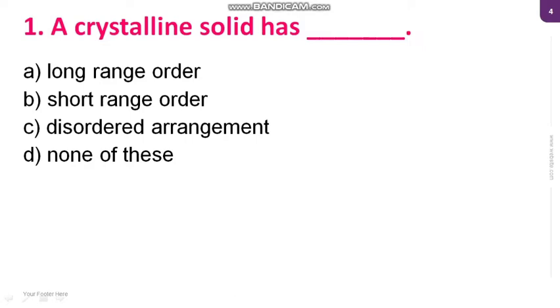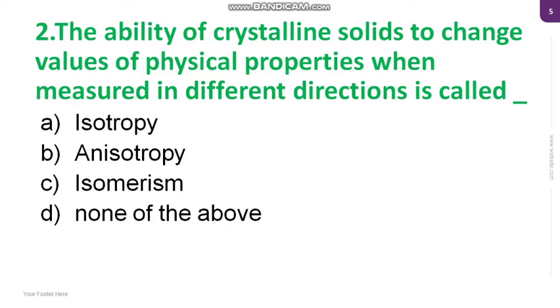Option A is long range order. Option B is short range order. Option C is disordered arrangement, and option D is none of these. Today we have to learn that a crystalline solid has long range order. So option A is the correct option.